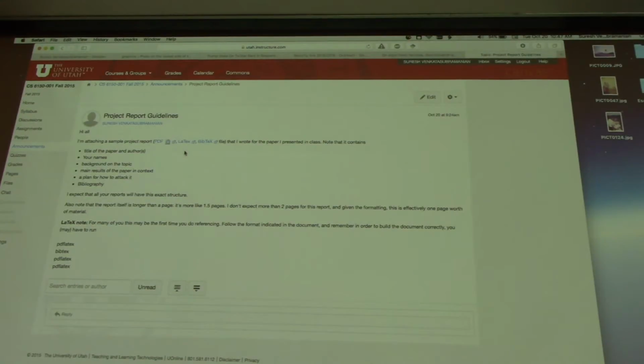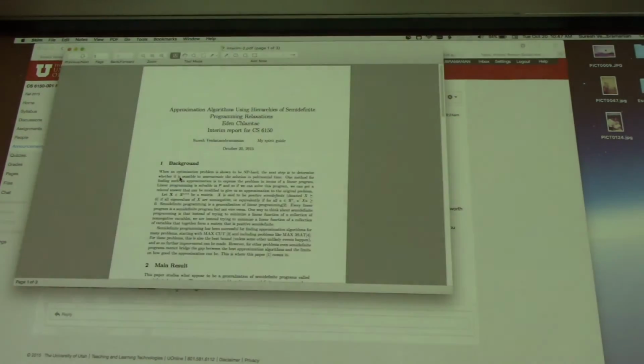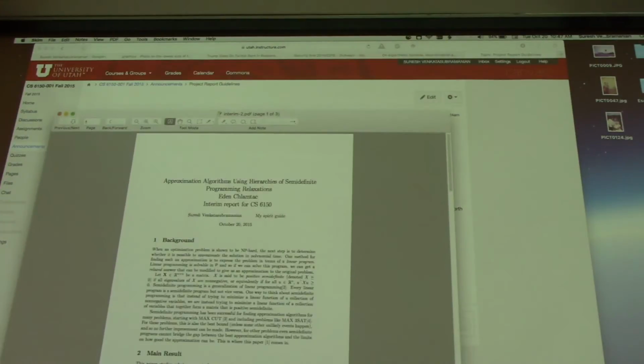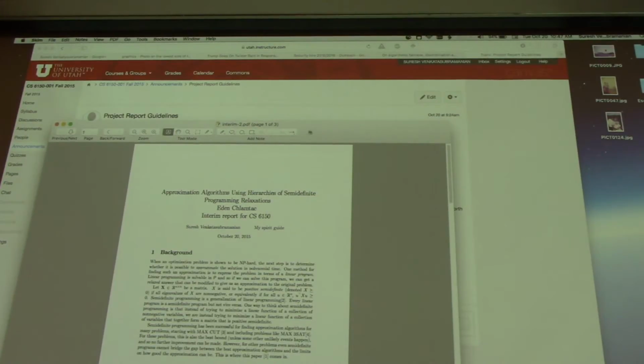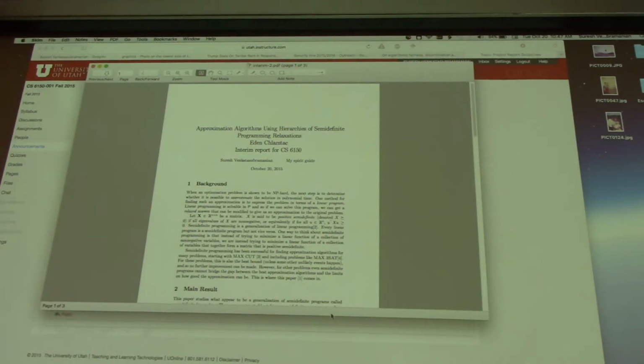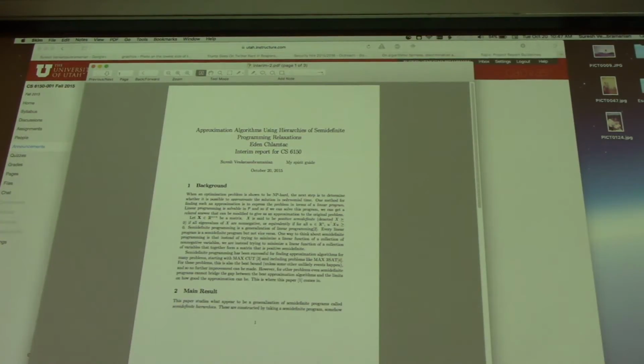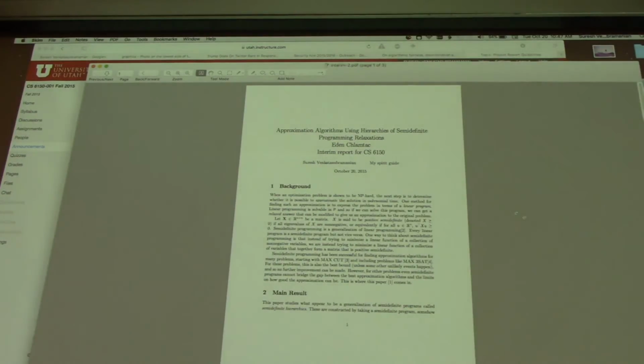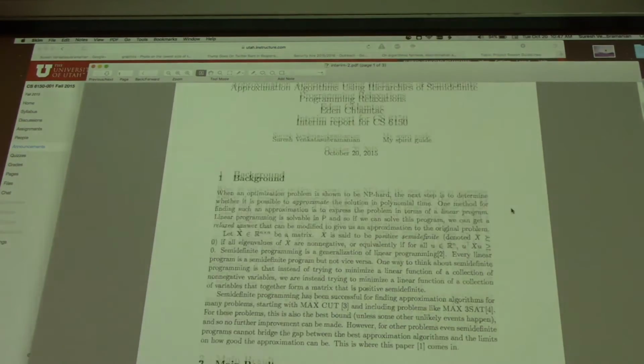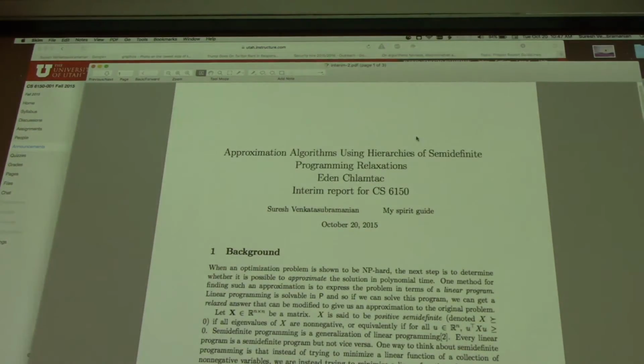So how is the report supposed to look? Let me show you the report. It's also detailed in here. So, this is the report that we're going to be working with. Let me make it a bit bigger. Okay, so, you need a title. You need the name of the author, you need names of your group members. These are my two group members here.